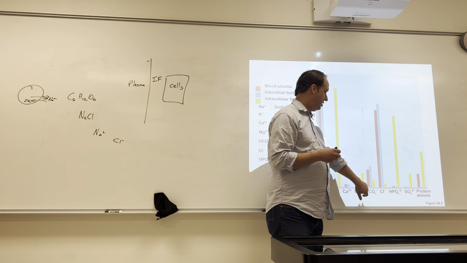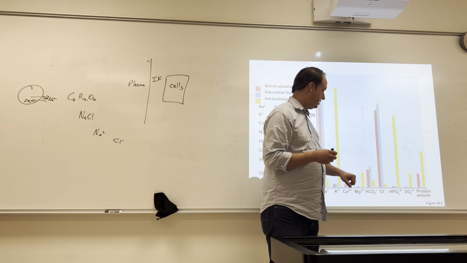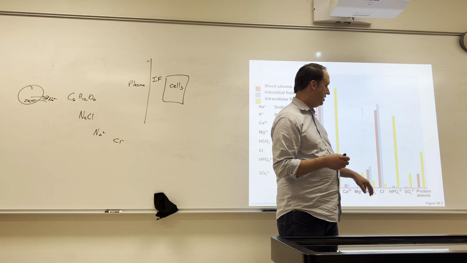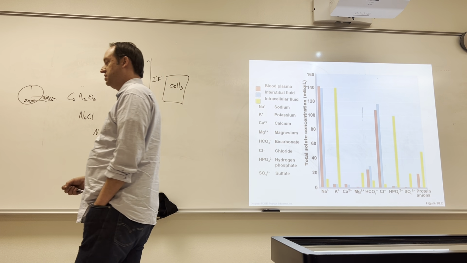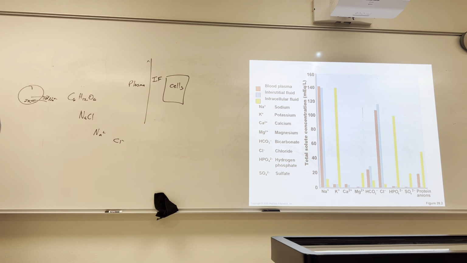Here's bicarbonate, and you can see it in the plasma and inside the cells. And then these protein anions down there. So this is a nice little chart that shows the concentration of the different solutes through these different fluid compartments.